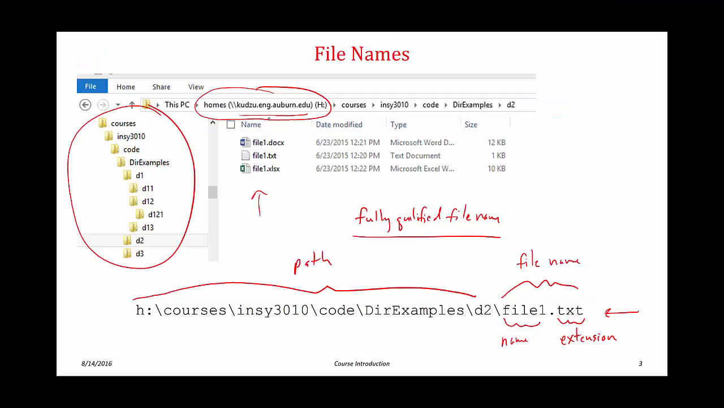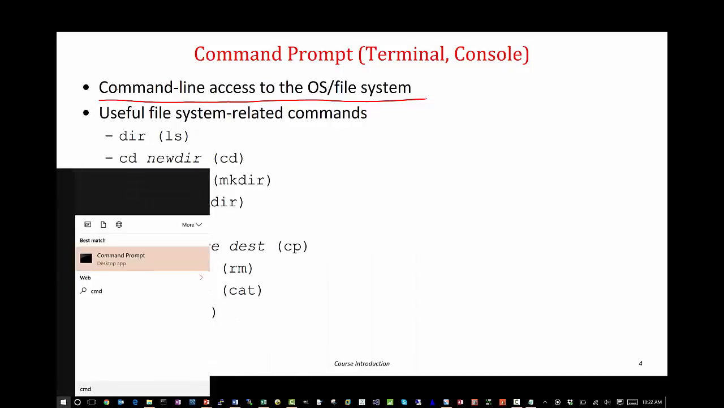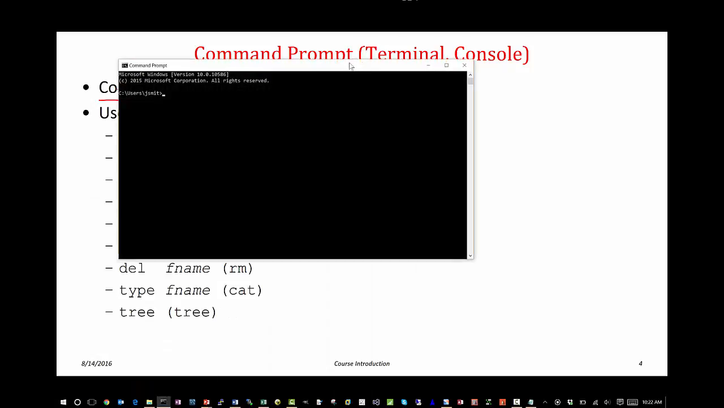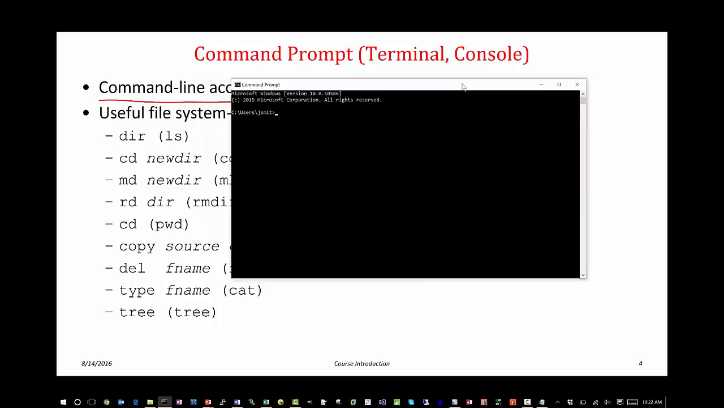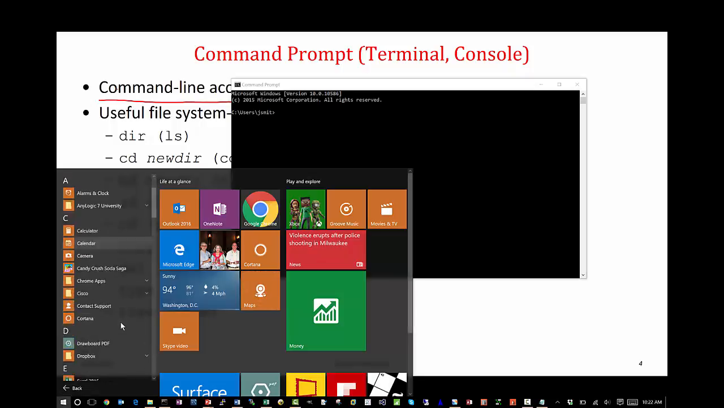Up until now, our interaction with our computer has been primarily through the Windows Explorer. The command prompt, or in the case of Linux and OS X, the terminal or the console, provides us something called command line access to the operating system and the file system. In Windows, I can open the command prompt a number of ways. I can hit the Windows key and type CMD, and it will pull up the command prompt. I can also go through the apps tree. I click on Windows, go to All Apps, and scroll down.